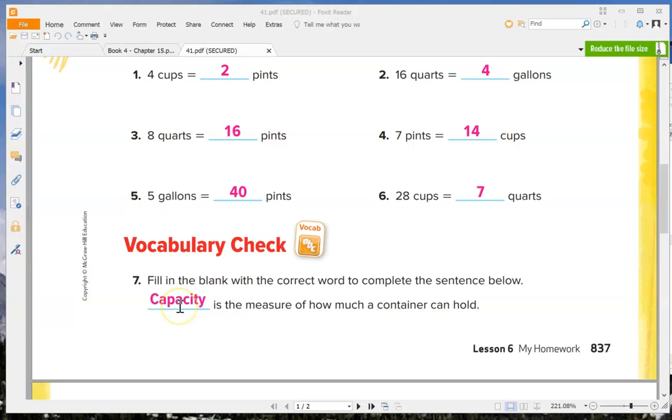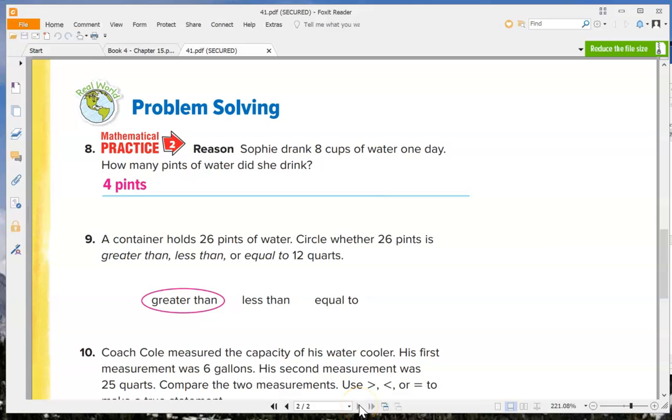Capacity is the measurement of how much a container can hold. We're going to move on to the next page. On the back page, boys and girls, there were a couple of word problems, and I'd like you to remember to use answer sentences. If you did not write an answer sentence, make sure that you practice doing that, because it's important to get in the habit of continuing to write answer sentences.